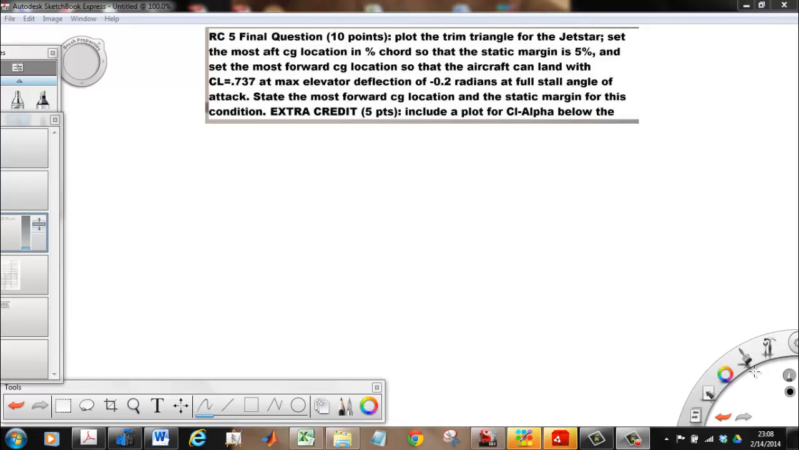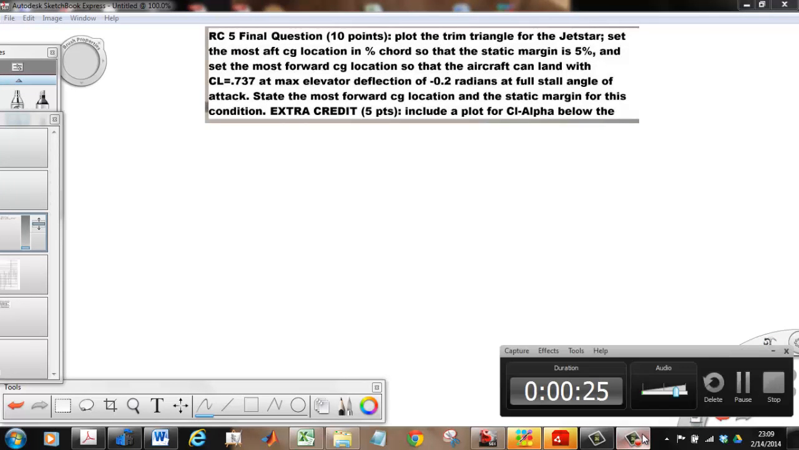Okay, this is readiness check 5. Trim triangle for the Jetstar. We want to get the trim triangle so that its aft CG is 5% and the most forward CG at 0.737, elevator deflection minus 0.2. So let's see how we might go about doing this.